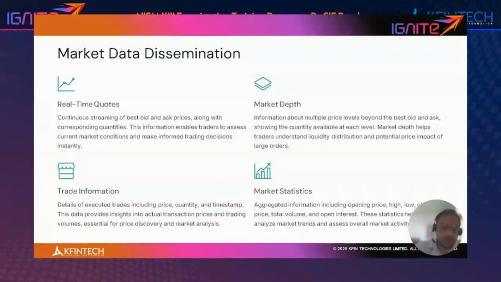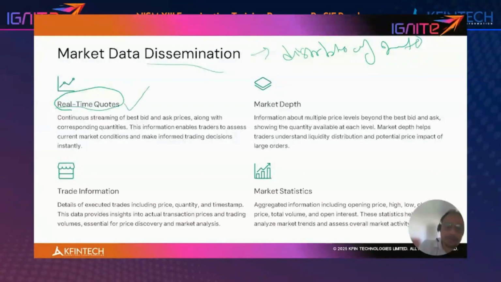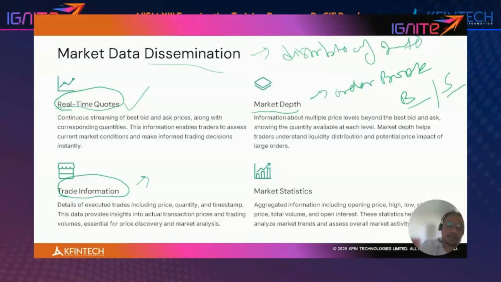Now we'll quickly see what is the market data dissemination. Dissemination means distribution of information. So markets always provide real-time quotes. Whenever you see the BOLT or whenever you see the trading desk, it's all real time. It also has a market depth. Market depth means order book. We saw in the last slide, buyer and seller, whatever is the quantity and order price. Trade information, whatever trades are executed, like you have bought at 101.04 and you have bought 400 quantity at 11:02 a.m. All this information is provided back to the buyer, seller and the CCP.